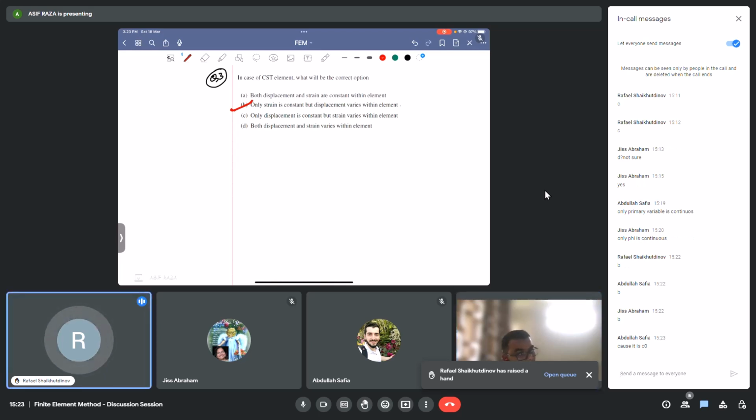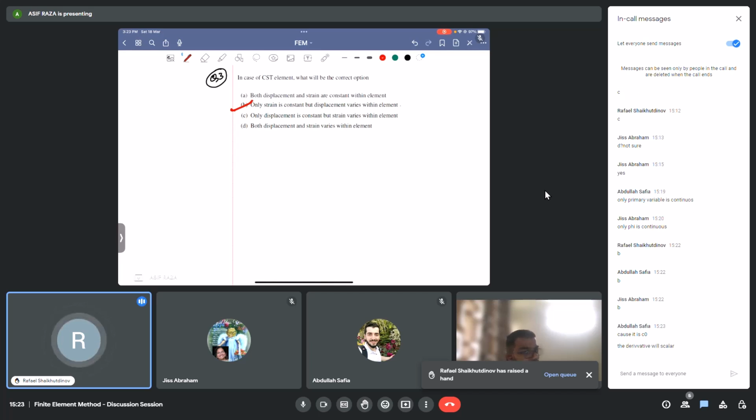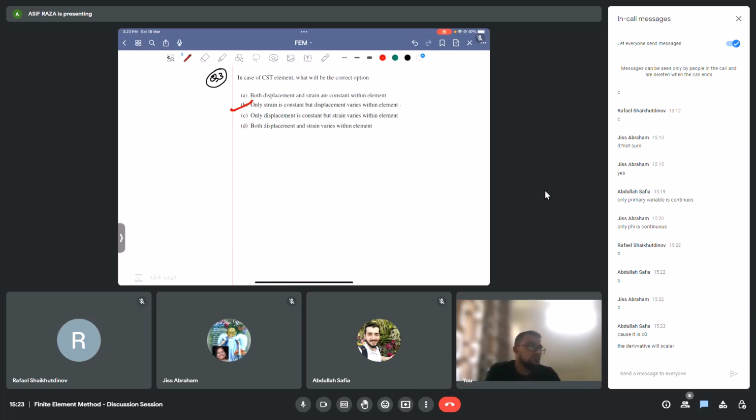In a constant strain element, the function for the element is linear, so definitely displacement will be linear and varies within the element, but the derivative of it is constant. So yes, strain is constant. Yes, so you are also correct, and Abdullah has also said the same thing in this chat. So both of them are correct.